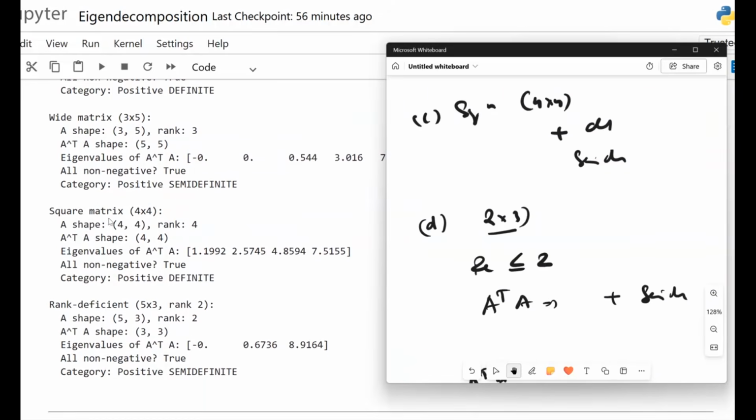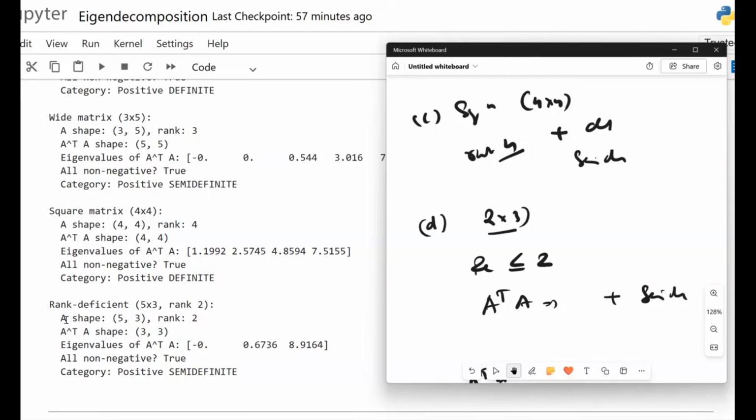So here it is a 4 by 4 matrix, and the rank is also 4, and all the eigenvalues are positive. And as it is full rank, we get positive definiteness. If it is not full rank, we get semi-definite. So here it is the full rank case.